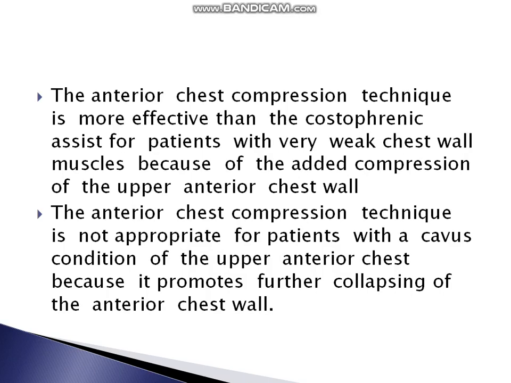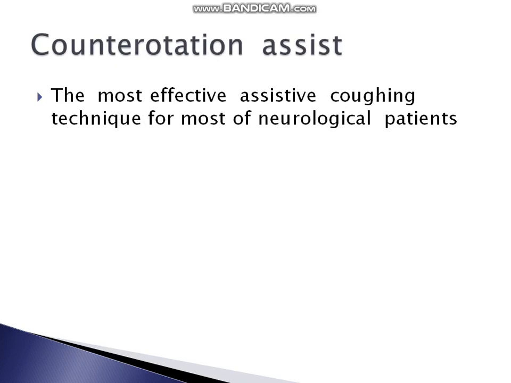The anterior chest compression technique is more effective than costophrenic assist for patients with very weak chest wall muscles because of the added compression of the upper anterior chest wall. The anterior chest compression technique is not appropriate for patients with a cavus condition of the upper anterior chest because it promotes further collapsing of the upper chest wall. Now moving on to the next technique, which is counter rotation assist.